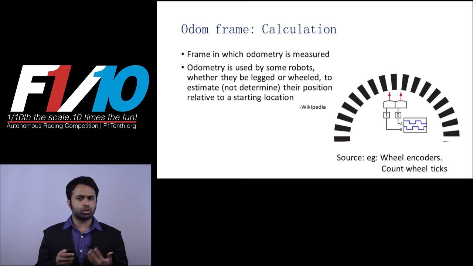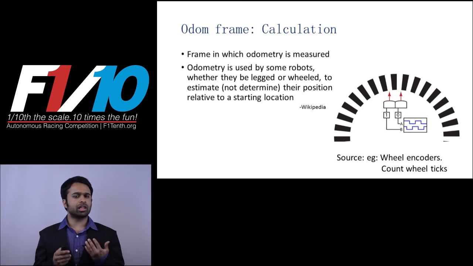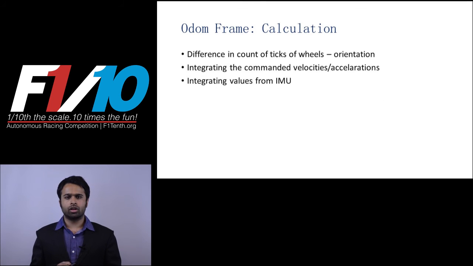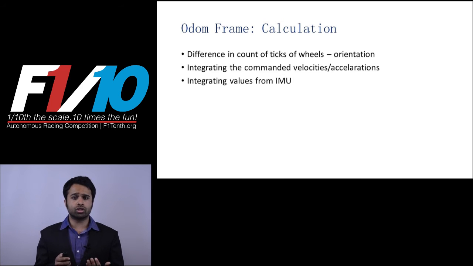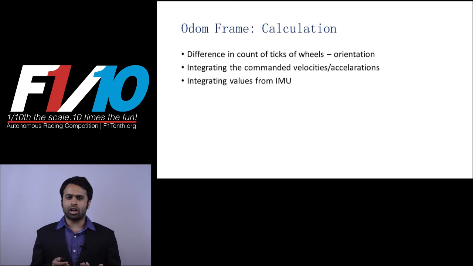These count the ticks on the wheels. Using this information along with the radius of the wheel, we can estimate the distance traveled by the robot. The difference in the count of ticks in both wheels can also give us the orientation of the platform. Another source of odometry could be integrating the commanded velocities and accelerations to a certain pose. Or, as explained in the previous lectures, we could even integrate the IMU readings.